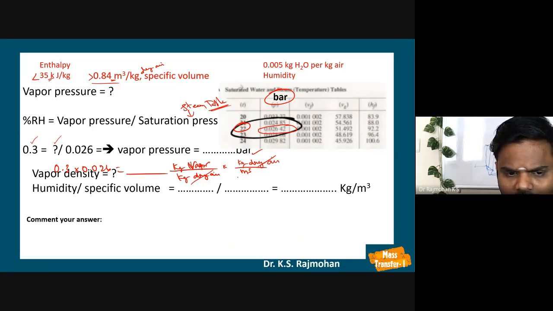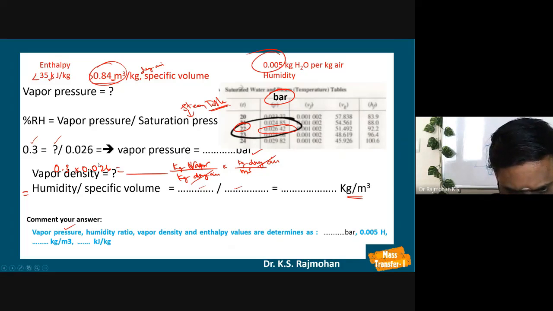That is what vapor density is. Vapor density can be determined as humidity divided by specific volume. So you have the humidity value from the graph, and you also have the specific volume from the graph. Whatever value you got, please substitute here to report kg per meter cube. Please comment your answers as follows. Report all your data: vapor pressure in bar, how much bar; humidity ratio, that is 0.005; vapor density in kg per meter cube; and enthalpy value in kilojoules per kg. Please report your value.